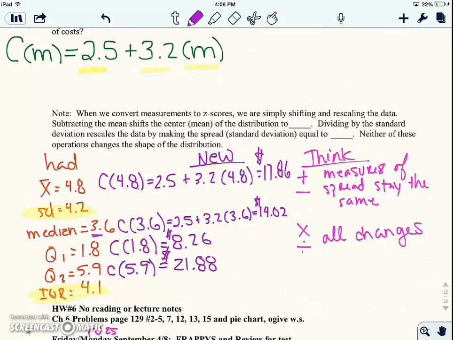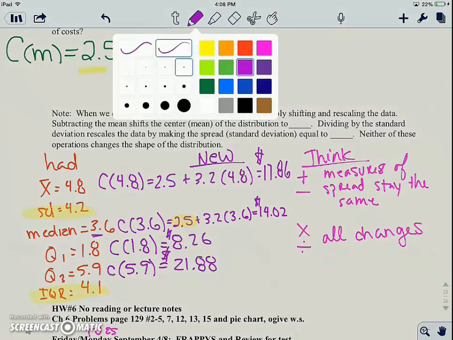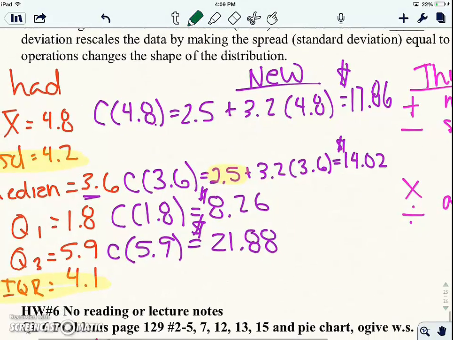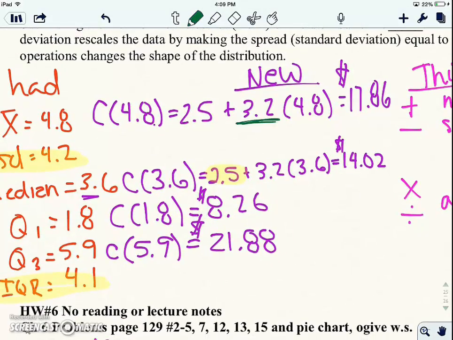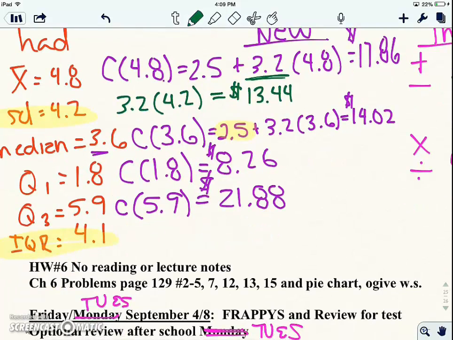But for the standard deviation, we don't want to include the addition of 2.5. So all we're going to do is multiply. So we're not actually sticking it in the cost equation. We're just scaling it. 3.2 times 4.2 with a standard deviation of about $13.44. You very well may have questions on this. Come to class prepared to ask them. Again, with the IQR, it is 4.1, and we're going to multiply that, 3.2 times 4.1, and the interquartile range is about $13.12.